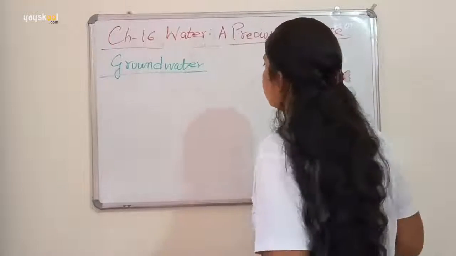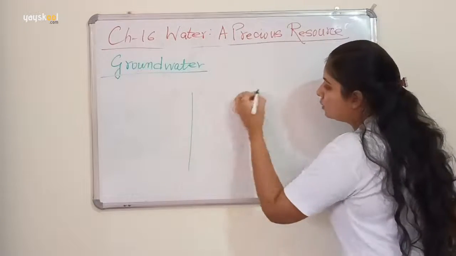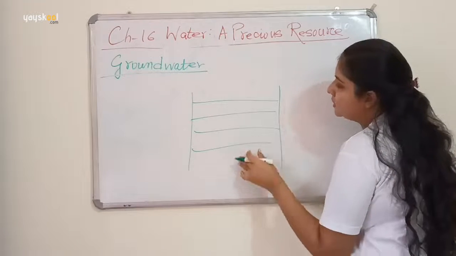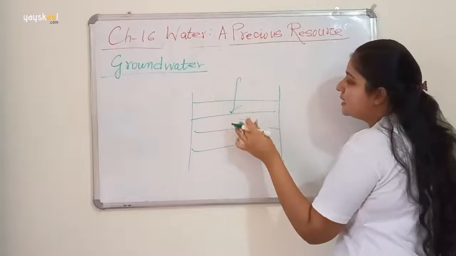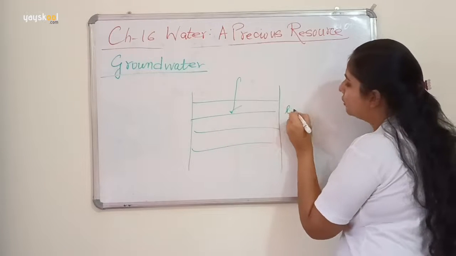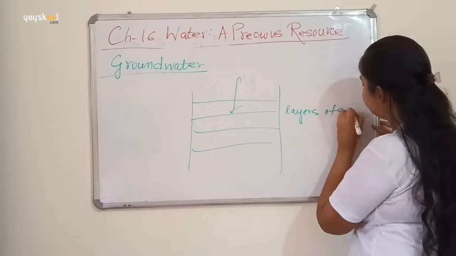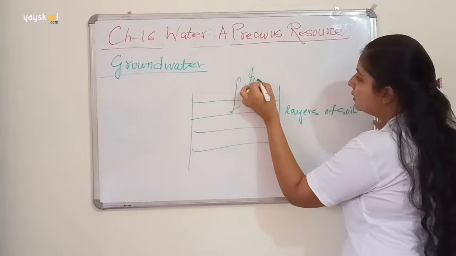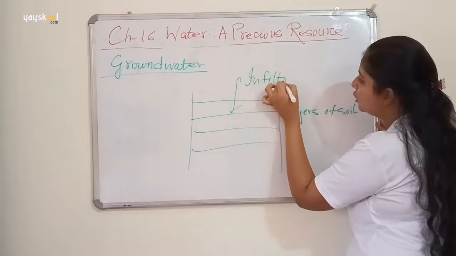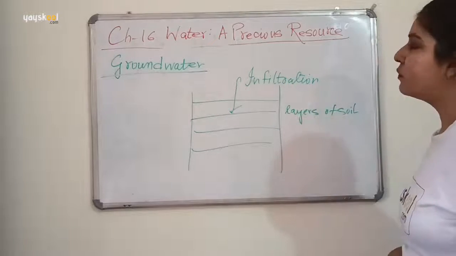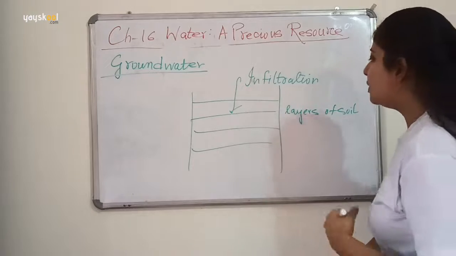So we have already learned in the chapter soil about the composition of the layers of soil. Right, so soil has many layers like this. So water seeps down into the layers of soil. And this is called what? Infiltration. Water seeps down into the layers of the soil and this is called infiltration.